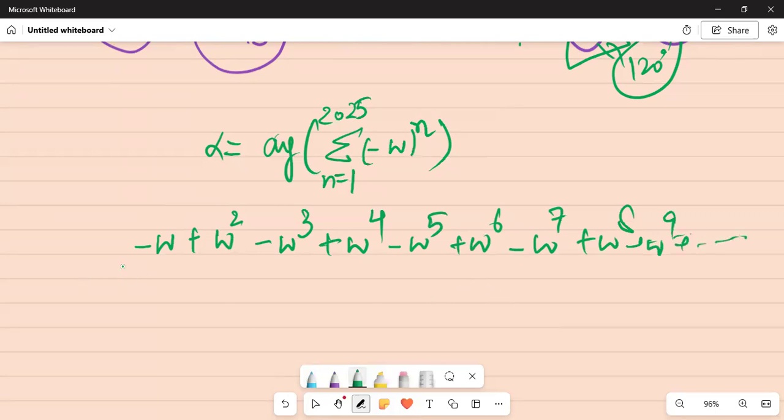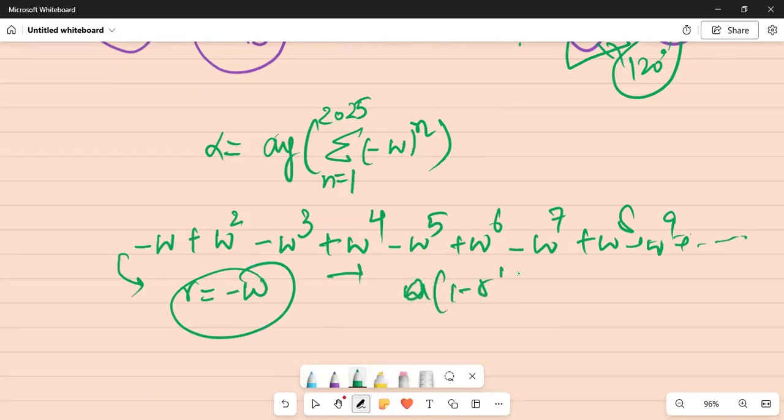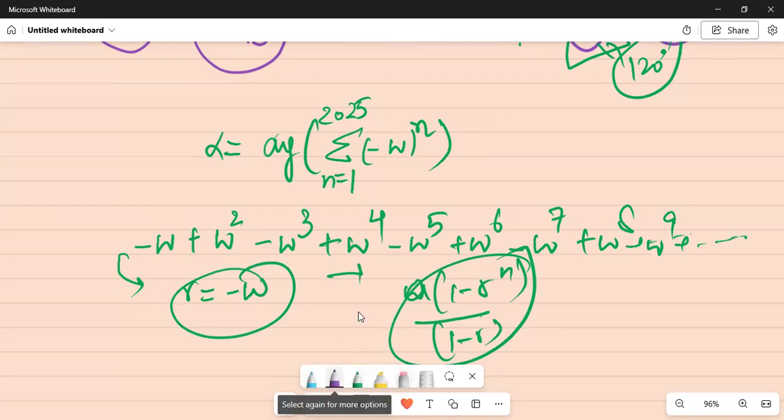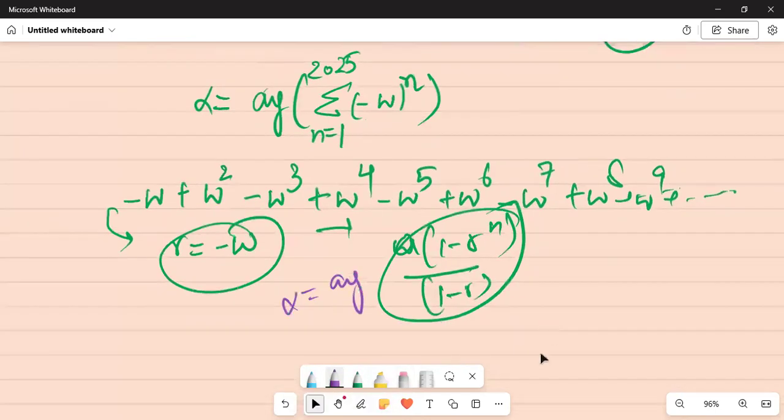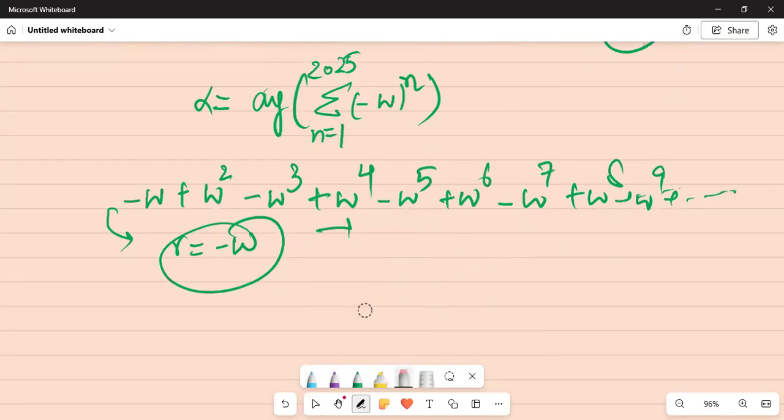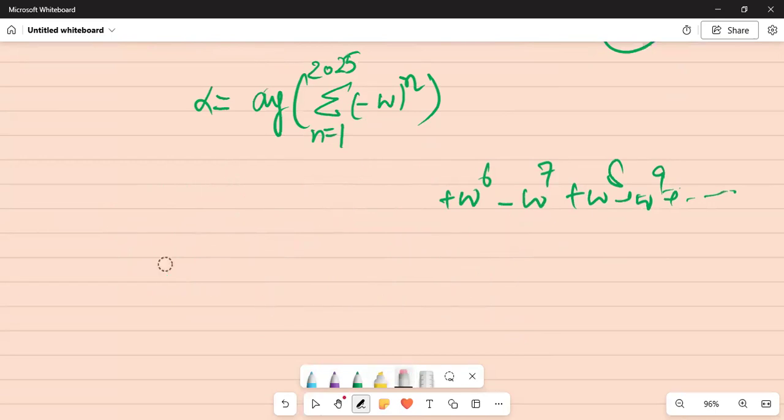So if you have to just solve it, then you can see that the common ratio of these terms is minus omega, and since the total number of terms is 2025, then you can easily apply the sum formula of this and find out, then apply the principal argument and find out that. But you don't need to do all these things actually, if you are good at observing things.